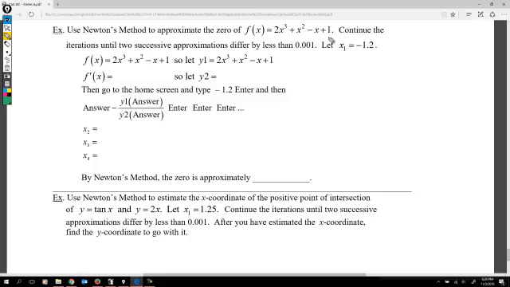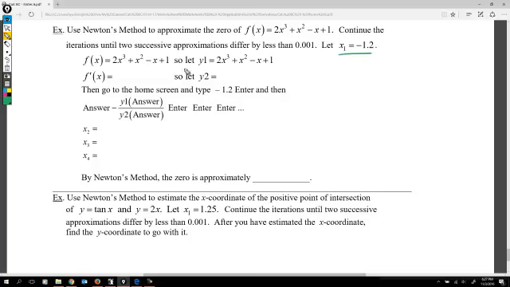Or it's not a trinomial, but my cubic function. Okay, and I'm going to continue doing iterations until two approximations differ by less than 1/1000th. This is typically something that you'll see: you'll have some kind of maximum error. Okay, so this is my starting point.